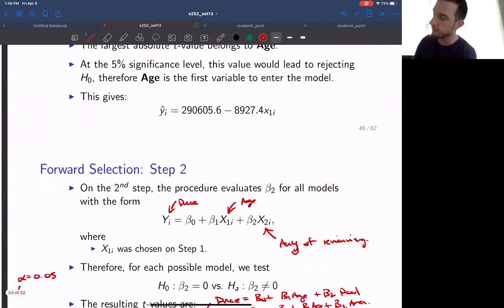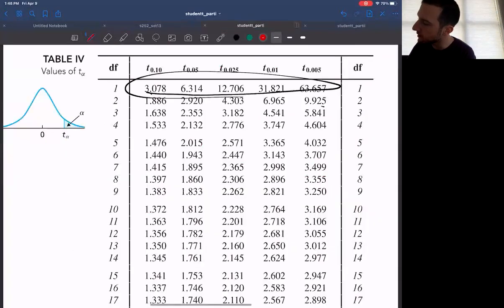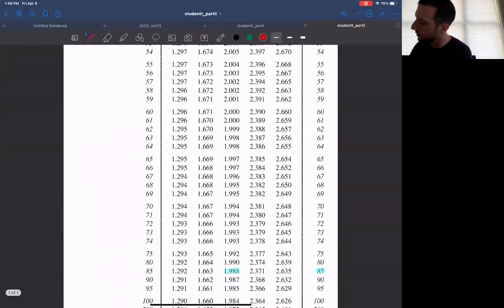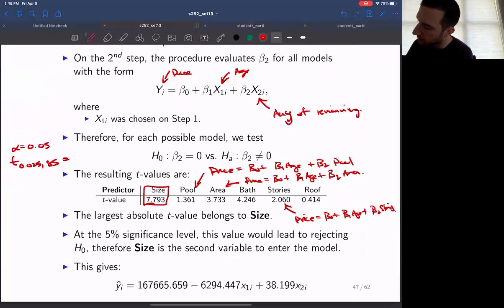Okay, so now we have 0.05, but we're entering another explanatory variable in the model. So this is going to be T 0.025, and now we drop to 85 because there's another variable in the model, so the degrees of freedom get smaller. Now the cutoff changes, and we had to round down. It's the same thing in this case, but if we were using software, we would be able to get it at 86 directly. So now we have 85, which is 1.988.